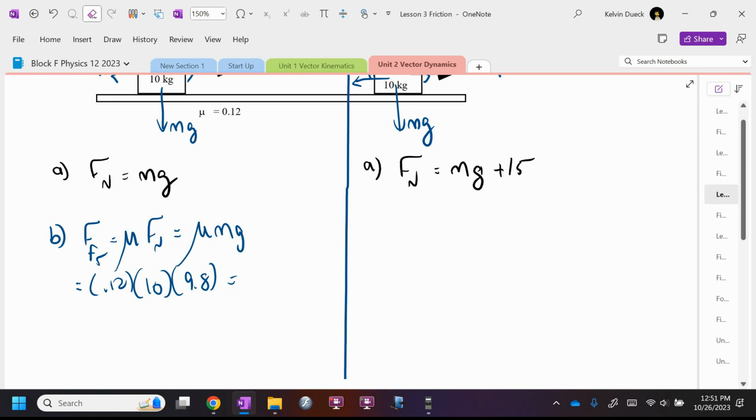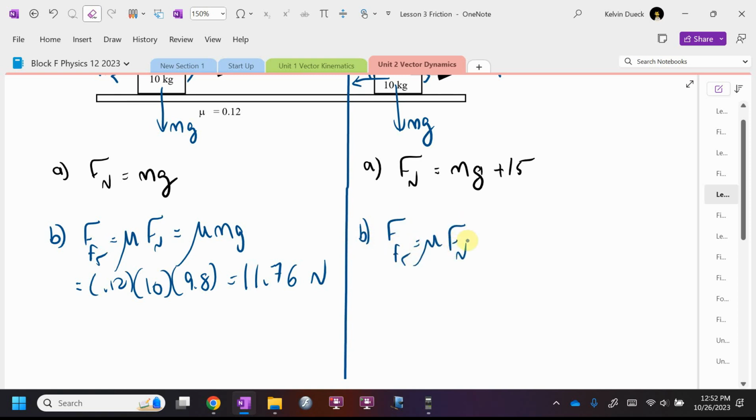Oh, I can do that in my head. 10 times 9.8 is 98. 98 times 0.12 is going to be 9.8 plus 1.96, which is 11.76, I think. 11.8 if you wrote it that way. Let's keep going to the right-hand side. What did you say friction was? What times what?